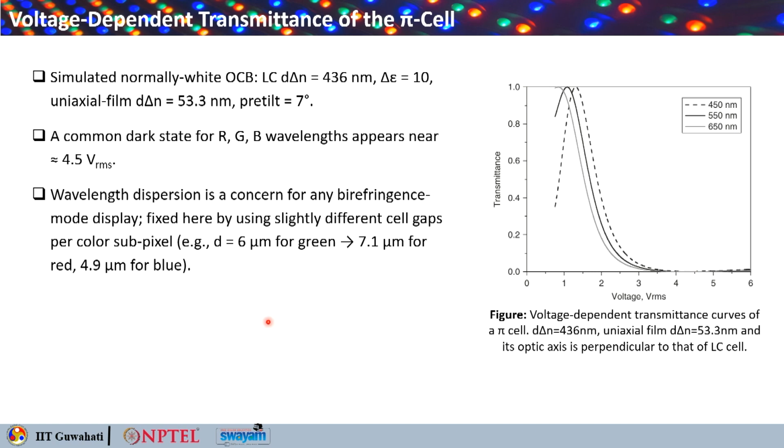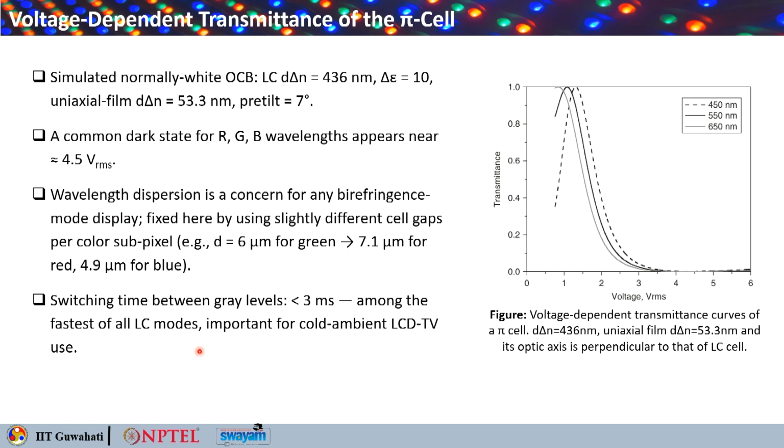And the wavelength dispersion here is a concern for any birefringence display. So that is fixed here by using slightly different cell gaps per color subpixel, something like d equal to 6 micron for the green, 7.1 micron for red, and 4.9 micron for blue. So you can actually take care of the wavelength dispersion that way. The switching time between the gray levels is typically less than 3 millisecond. So this is one of the fastest among all the liquid crystal modes, and it is important for cold ambient LCD TV usage.